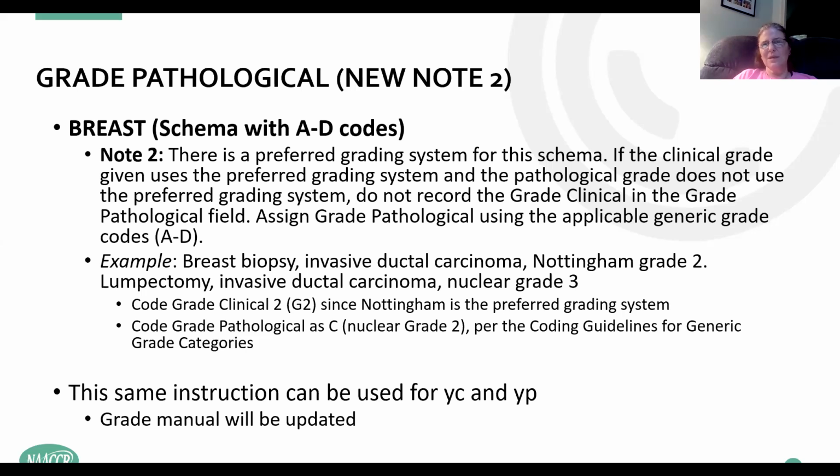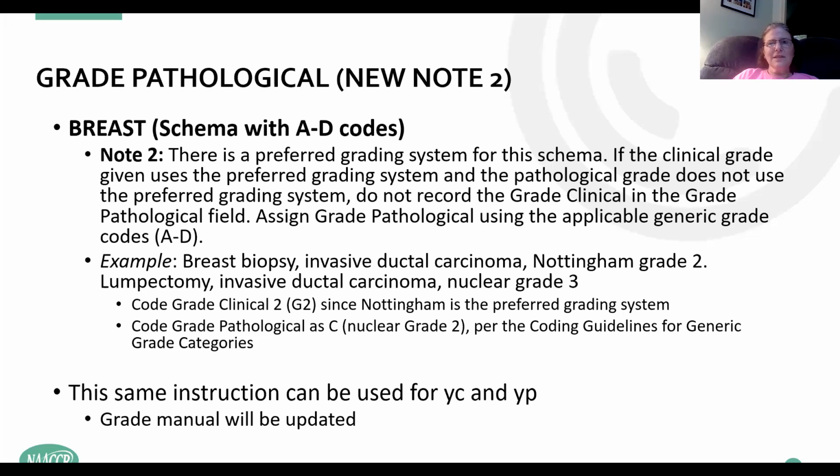So here we have our example. We have a breast biopsy with a Nottingham grade 2. And then we have a lumpectomy, which in this case would qualify for pathological staging, invasive ductal carcinoma, nuclear grade 3. You would code your grade clinical 2 since the Nottingham is the preferred grading system. However, for the grade pathological, you would code it as a C for nuclear grade 2. Actually, I think that's supposed to be grade 3. Per the coding guidelines for generic grade categories.